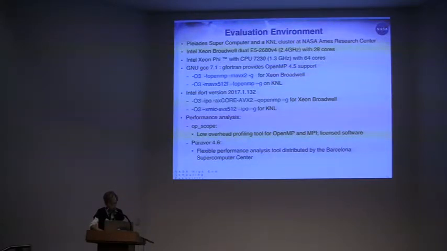I've used a whole bunch of performance tools, but my favorite is a lightweight one. We have licensed software OpScope, which is really nice, does OpenMP and MPI very quickly, and then Paraver. I really like it. Some of you are familiar with Paraver. It's distributed by the Barcelona Supercomputing Center, and I like it very much, because you can generate nice timelines, and particularly if you deal with a large number of threads, it's just nice to see these timelines.